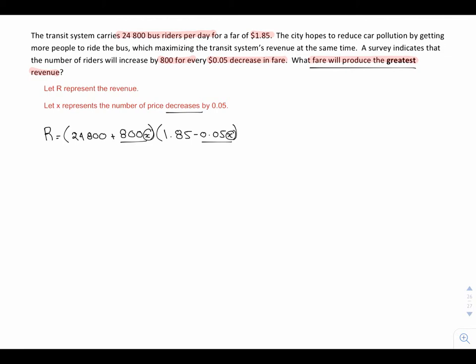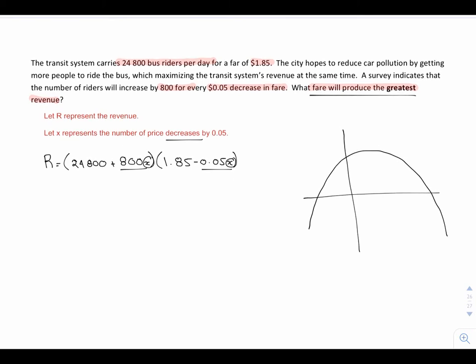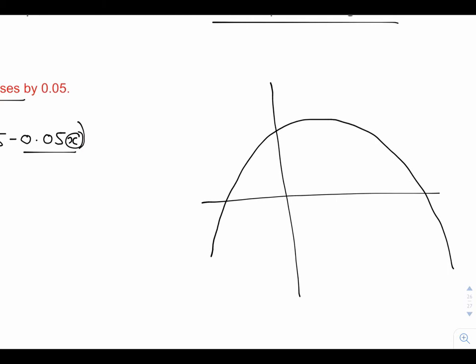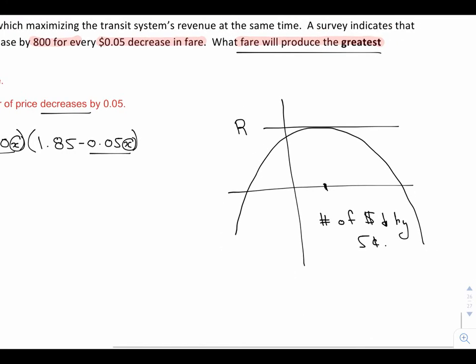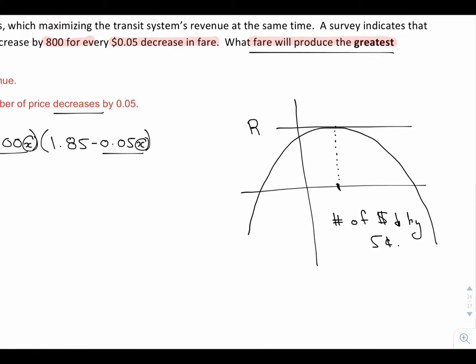And if you look at this on a parabola, okay, here is my x and y axis. I know this is going to have a maximum based on the question. What I'm looking for is the number over here that will produce the greatest revenue. This is revenue here. This is number of price decreases by 5 cents. Okay, so this is going to be over here at some point. So how do we figure that out? Well, what I'm going to do is find the roots of this equation, which are these numbers over here.